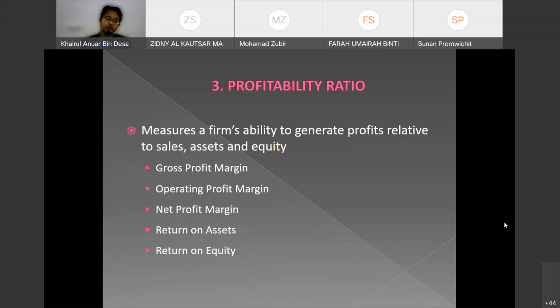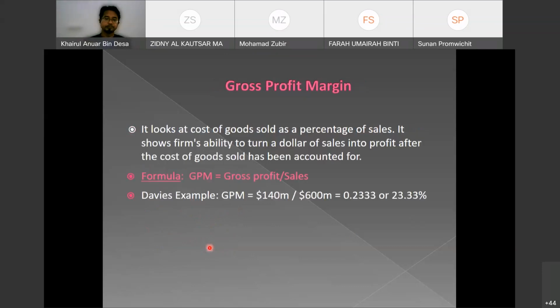So, profit in our head. Now we want to measure, is it our company good enough to make profit? Okay, we're going to use profitability ratio: gross profit, operating profit, net profit, return on asset, and return on equity. Number one, gross profit, untung kasar. Margin untung kasar.